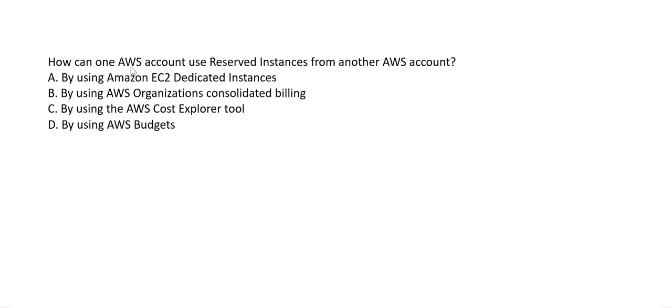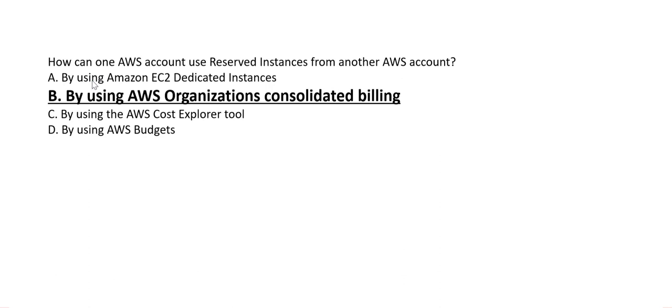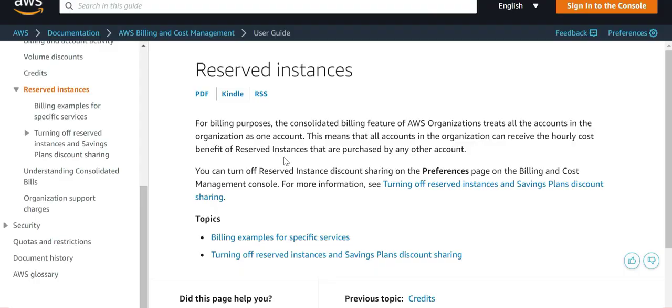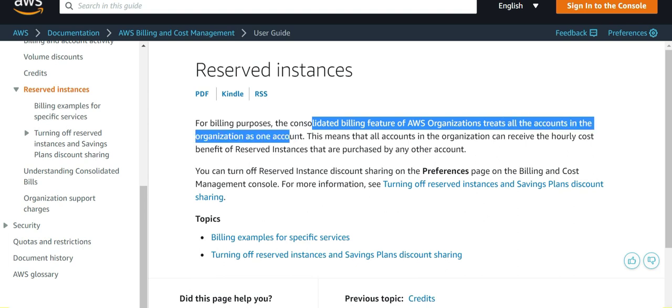How can one AWS account use reserved instances from another AWS account? This is by using AWS Organizations for consolidated billing. So if you see this documentation for reserved instances, for billing purposes, the consolidated billing feature of AWS Organizations treats all the accounts in the organization as one account. So this answers our question.